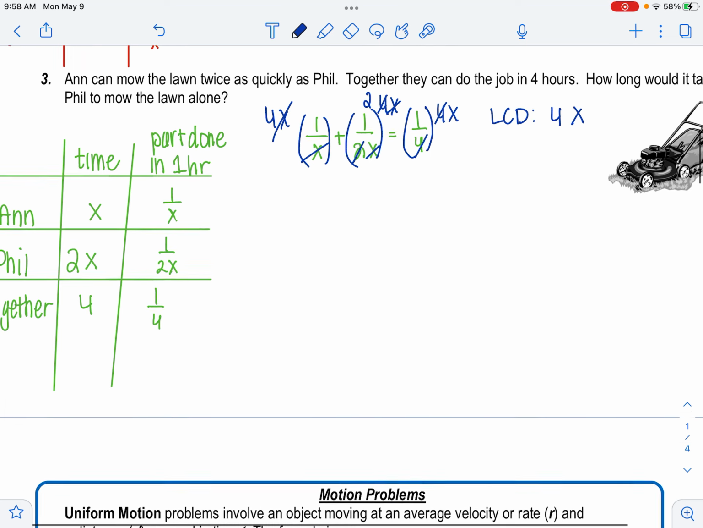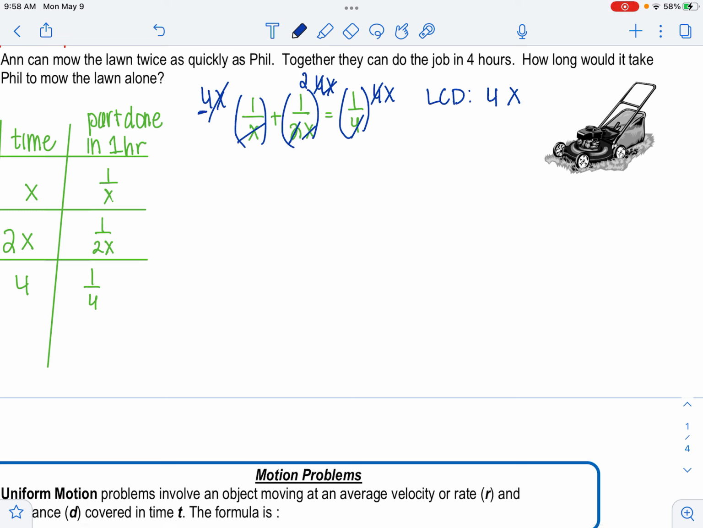All right, so let's write down what we have left. We have this 4 times this 1, which is 4, plus we have this 1 times this 2, which is 2, equals this 1 times this x, which is x, and we get x equals 6 hours, okay?